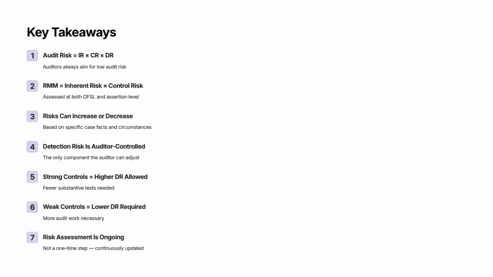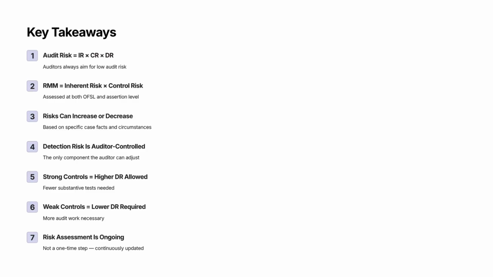Before we wrap up, here are the major takeaways. Audit risk equals IR times CR times DR. Auditors always aim for low audit risk. RMM equals inherent risk times control risk. RMM is assessed at both the overall financial statement level and the assertion level. Inherent and control risks can either increase or decrease based on case facts.